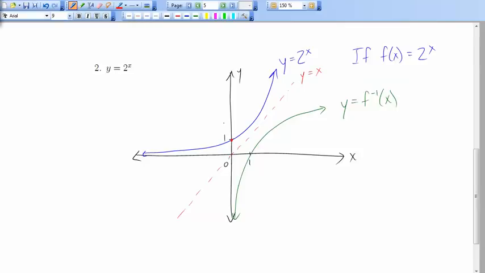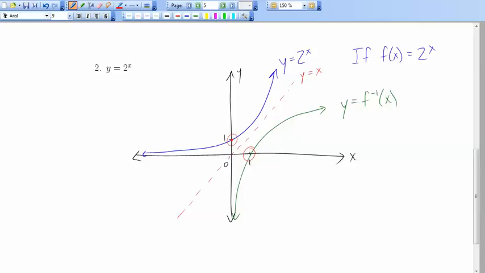The x-intercept on the blue graph corresponds to the x-intercept on the green graph. The vertical asymptote on the green graph corresponds to a horizontal asymptote on the blue graph. The range of the blue graph is all positive real numbers. That's also the domain of the green graph. There's this symmetry back and forth.